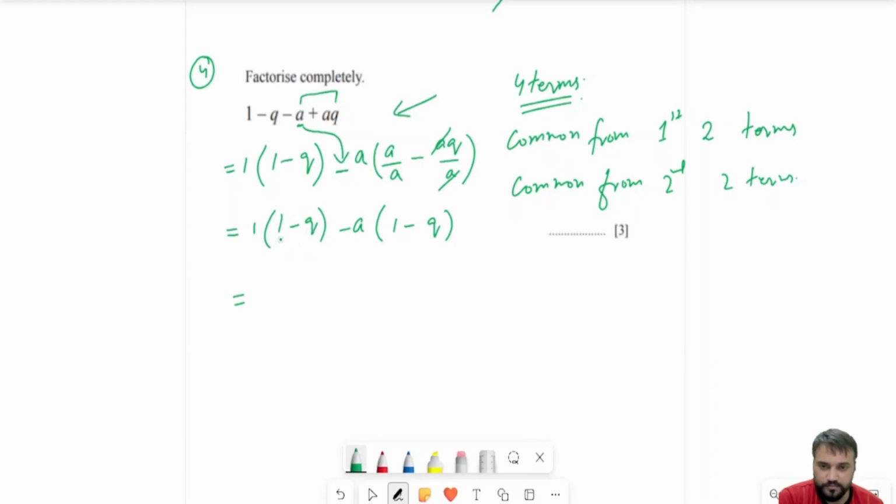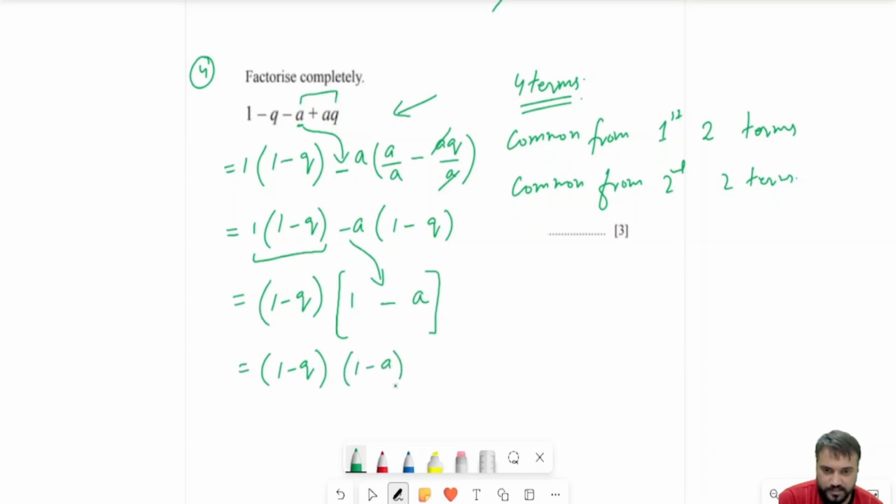Now we have 2 terms, that is 1 minus q and minus a into 1 minus q. So what is common between them? 1 minus q is common between them. The rest will be, here we are left with only 1, minus remains the same, and 1 minus q we have taken it as common, so here we have only a. We can write it as 1 minus q in the parenthesis 1 minus a. This is it.